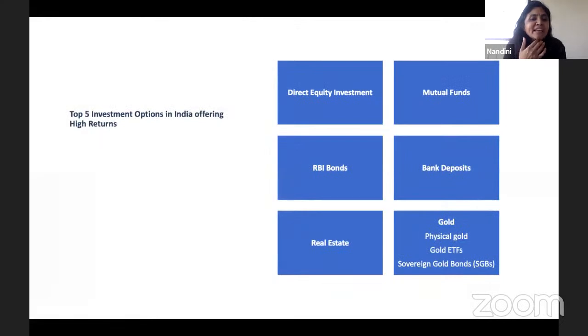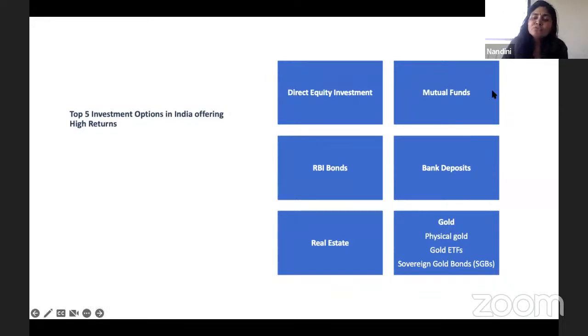But in India, these are some of the top 5 investment options which have been yielding high returns. Like your direct equity, as I said, holding equity shares. Many of us feel it is risky, fine. But I still would say this is a very, very high yielding investment avenue.